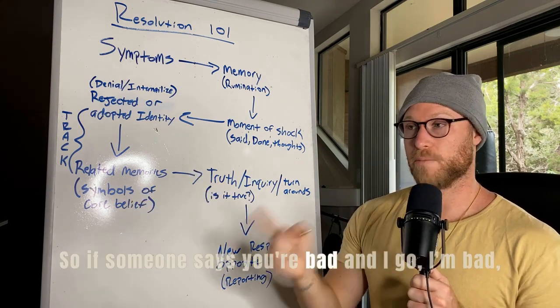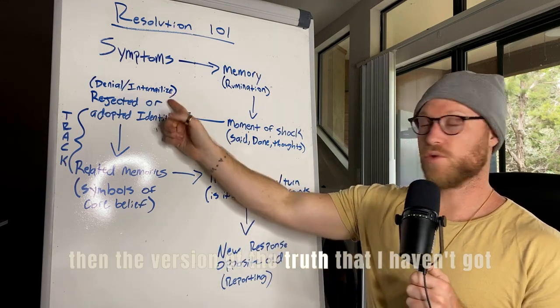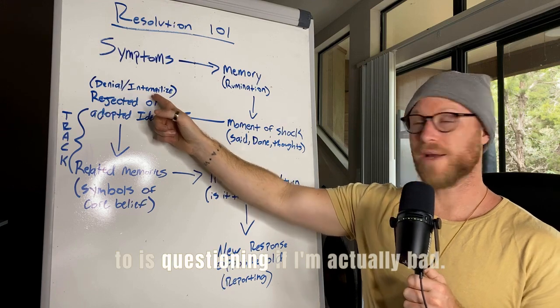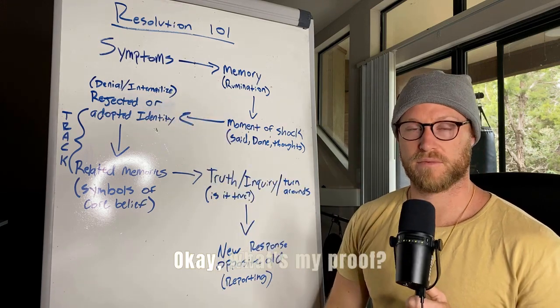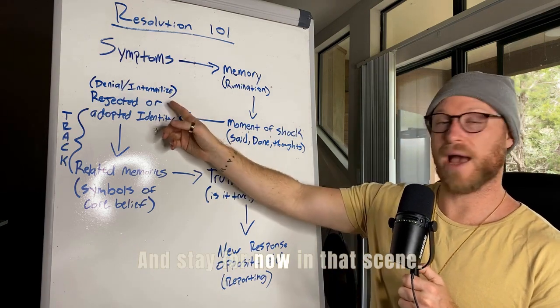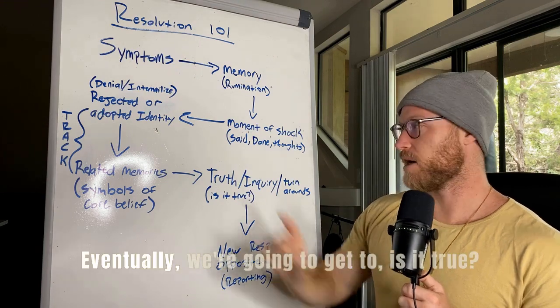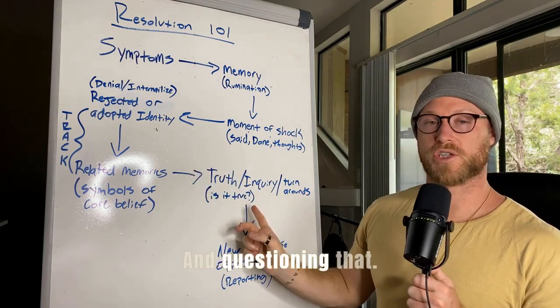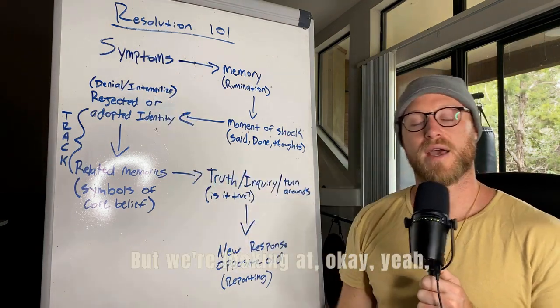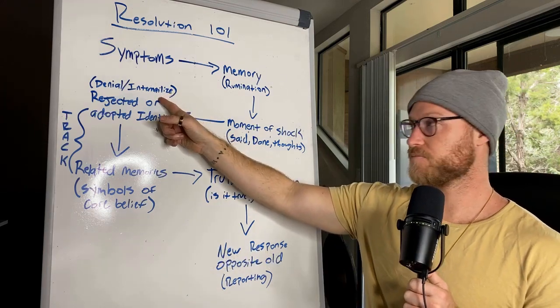Right? So if someone says you're bad and I go, I'm bad, and I'm just dwelling on that, then the version of the truth that I haven't got to is questioning if I'm actually bad. Okay, what's my proof? What's my evidence? And stay, for now, in that scene. In that scene, I'm bad. Eventually, we're going to get to, is it true, and questioning that. But we're looking at, okay, yeah, I decided I was bad in that moment. And see, this is going to be an identity.